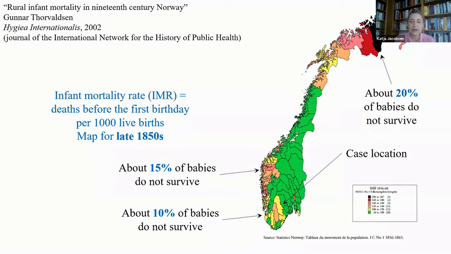Down toward the south, we see some places where it's more like a 10% mortality rate. But the case location that's in green, which is the lowest mortality rate, is still about 10% infant mortality. So in the healthiest places, about 1 in 10 babies did not live to age 1. And the approximate ratio of deaths before age 1 and then between ages 1 and 4.